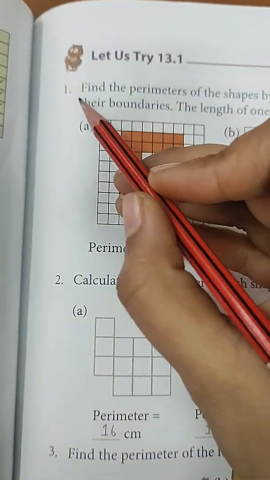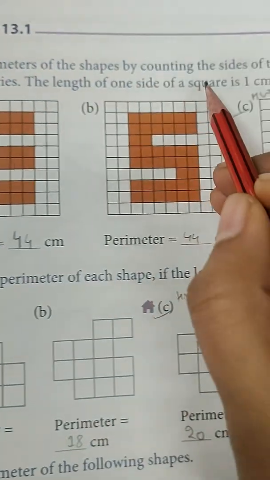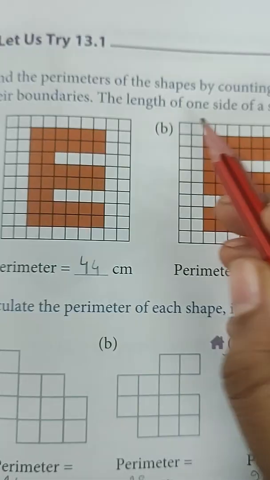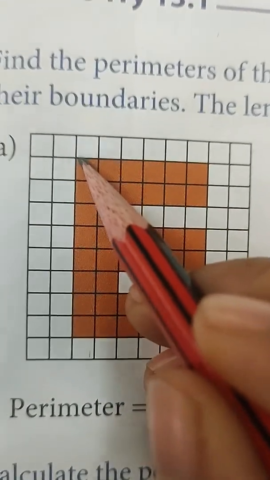Good morning, dear students. Let us try 13.1. Find the perimeter of the shapes by counting the sides of the square along with their boundaries. The length of one side of square is 1 centimeter. So here we just have to find out the perimeter. How are you going to find it out?